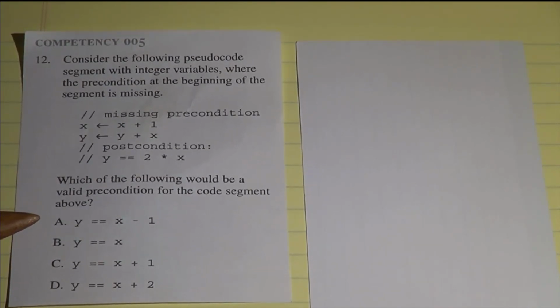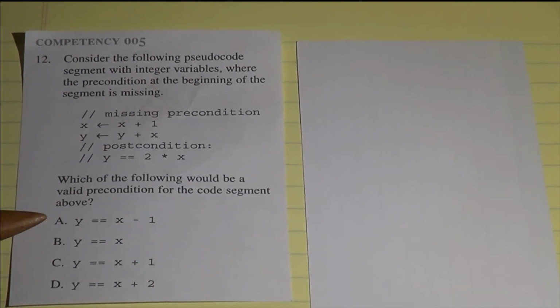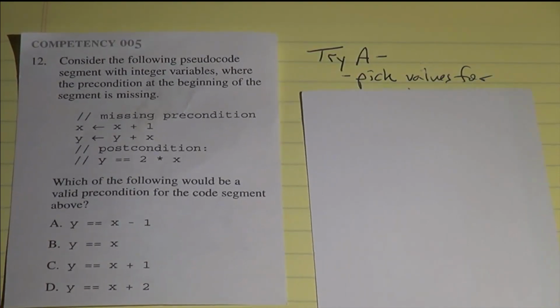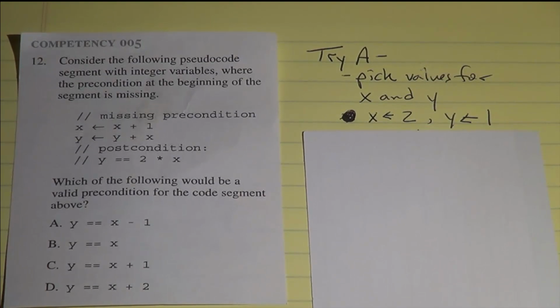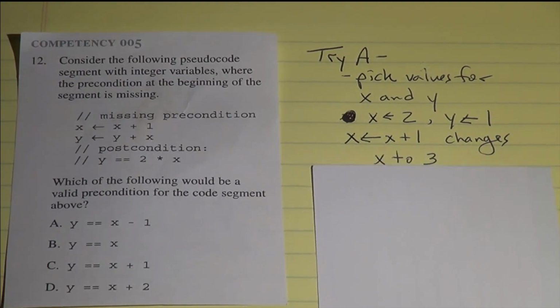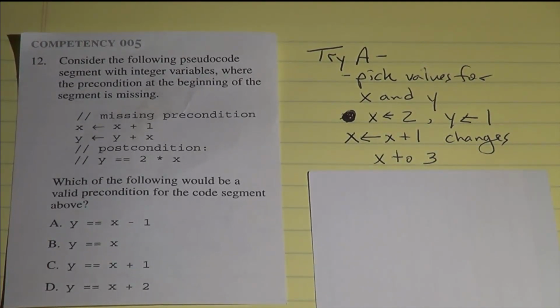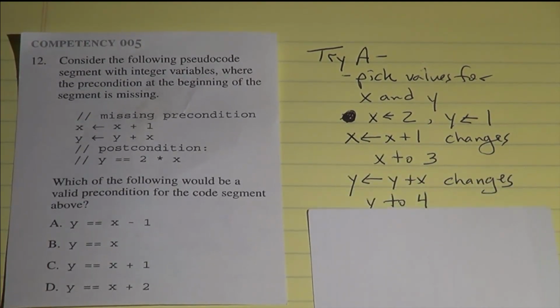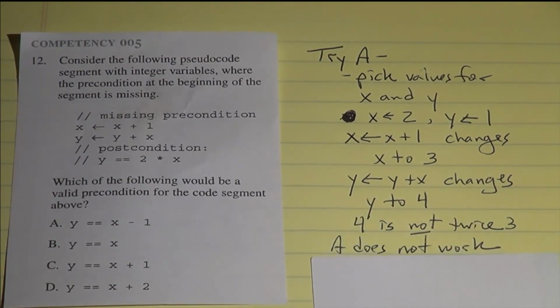One way to do it is just to try each choice. So let's try A. We need to make up values for y and x so that y is equal to x minus 1. So let's try x is 2 and y is 1. If we make the change to x, it becomes 3. If we make the change to y, it becomes 4. Well, 4 is not twice 3, so A does not work.